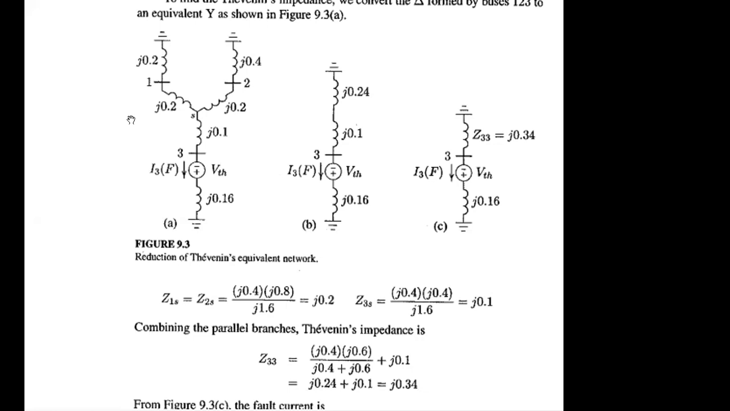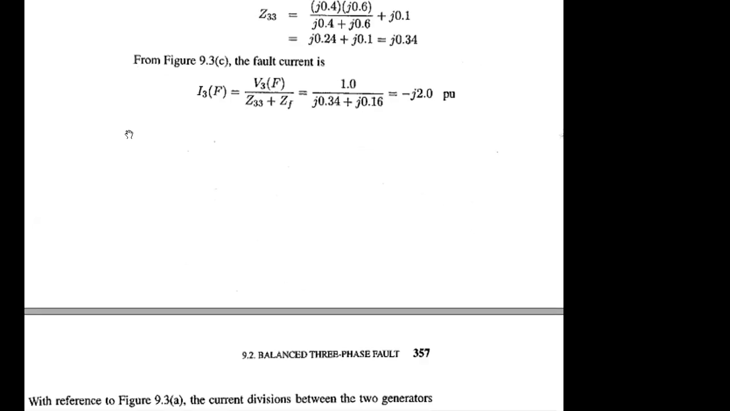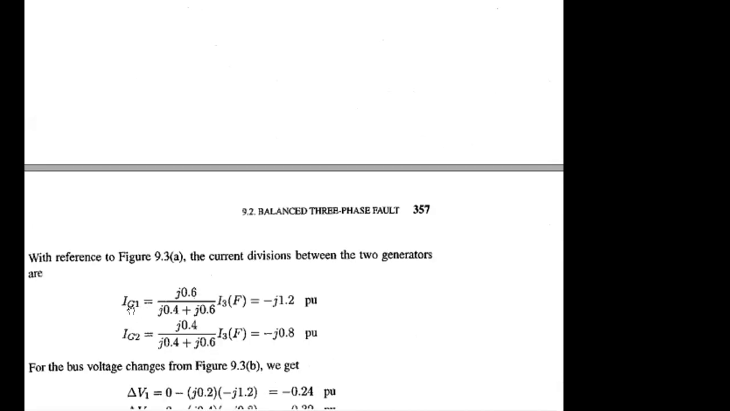0.6 over the total 0.6 plus 0.4. This is mentioned here, right? IG1 is 0.6 over 0.6 plus 0.4. You have to consider the reverse branch because it is the current divider rule. So that gives the component of the total current in terms of the IG1 path.